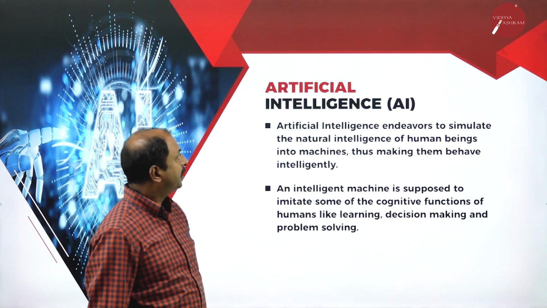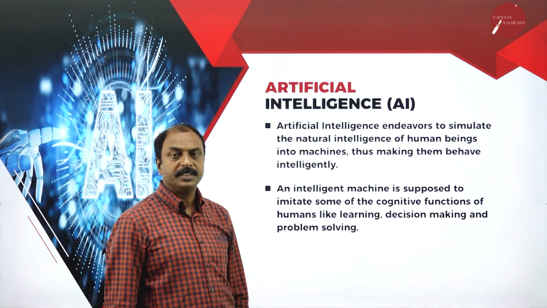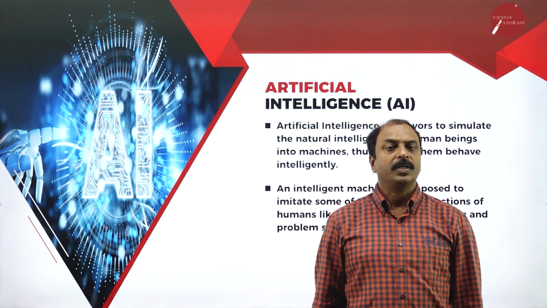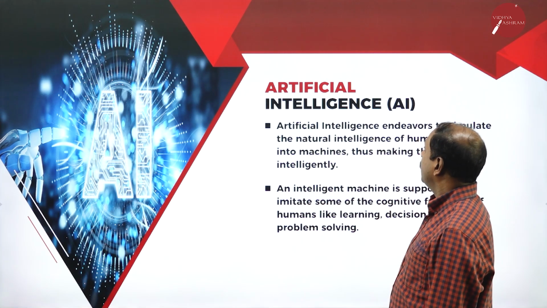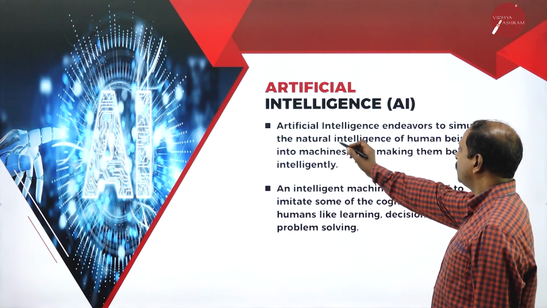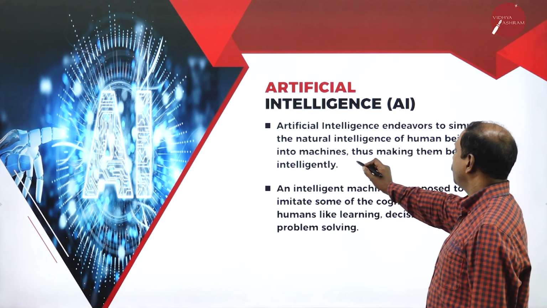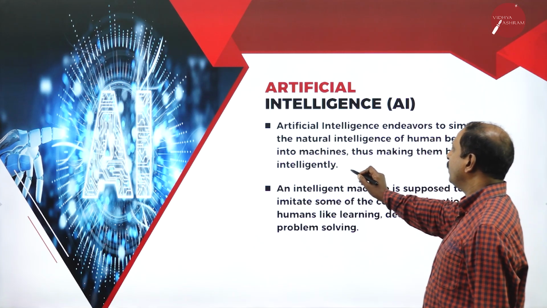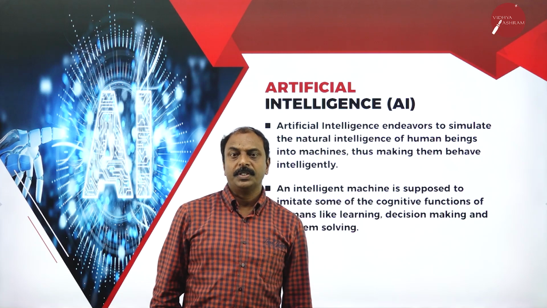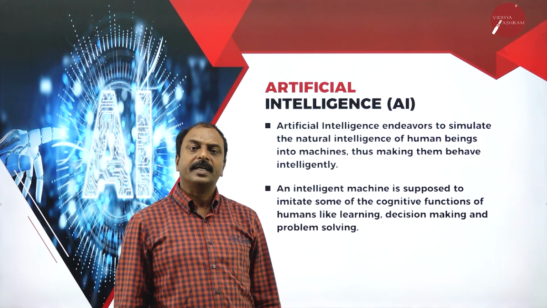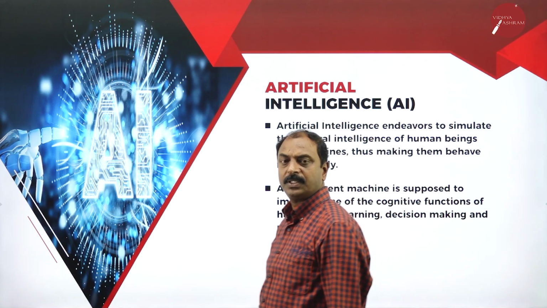Now let us start with the first technology, that is AI or artificial intelligence. Now every day in our day-to-day life we hear the word AI or artificial intelligence. Now what is artificial intelligence? Artificial intelligence is to simulate the natural intelligence of human beings in machines, thus making them behave intelligently. Now all of us know that a computer is a dumb machine. So here it cannot think on its own or it cannot work on its own. It depends on the user or the programs or programmers.